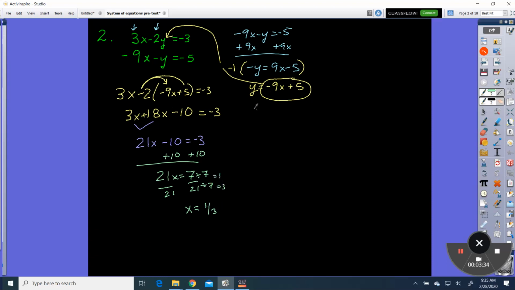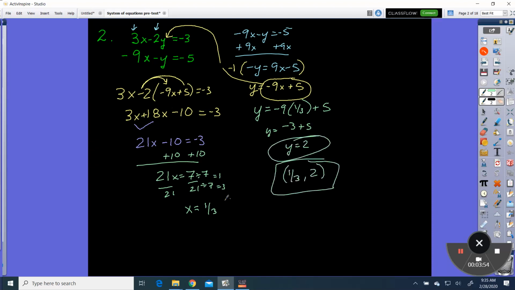So now that I've got x up here, I know that y equals negative 9 times 1/3 plus 5. So 1/3 of 9 is 3, and then it's got a negative, so that makes a negative 3. So y equals negative 3 plus 5, so y equals 2. So x is 1/3, y is 2. There's your ordered pair, or you can just circle those.